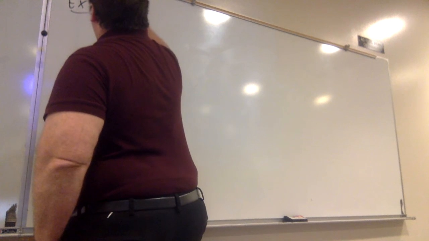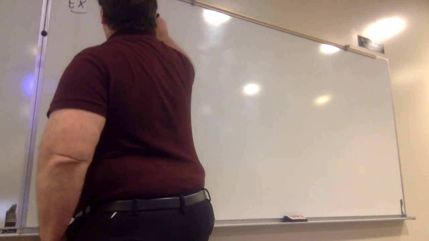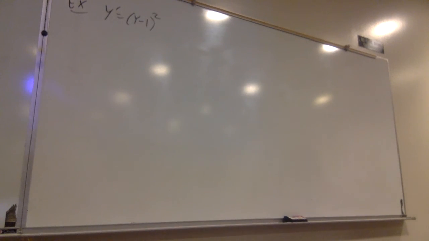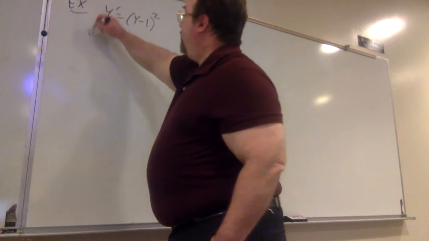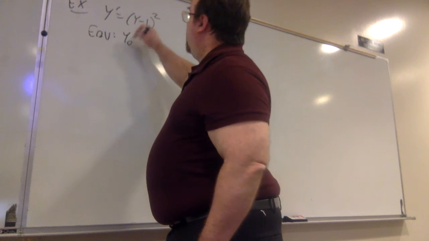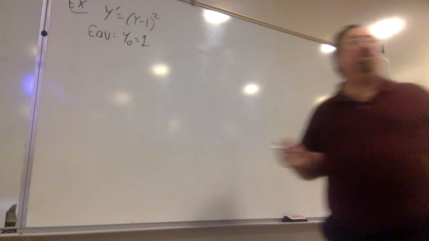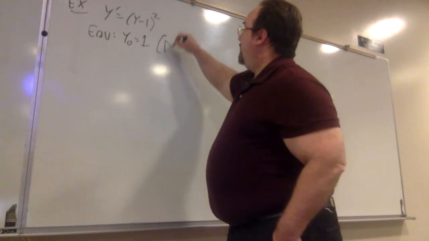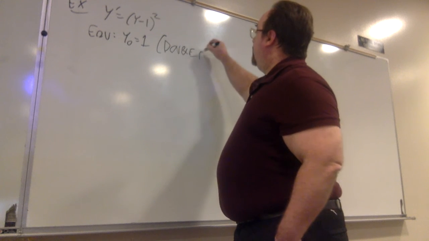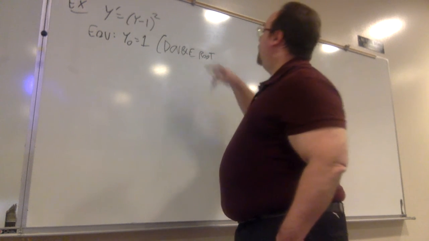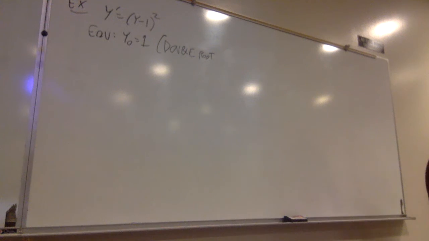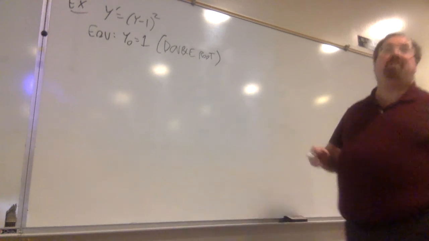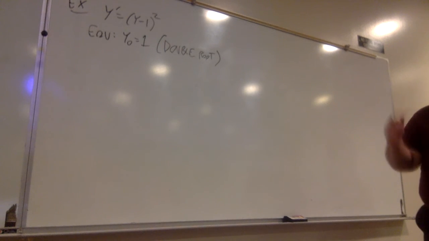So y prime is equal to y minus 1, the whole thing squared. Okay. So in this case, the equilibrium solution, there's only one. Y naught is equal to 1. That's only one root. But because this quantity is squared, I can say that is a double root. Okay. So the multiplicity of a root would be how many times it appears in the factorization. If this was y minus 1 cubed, that would be a triple root, etc.